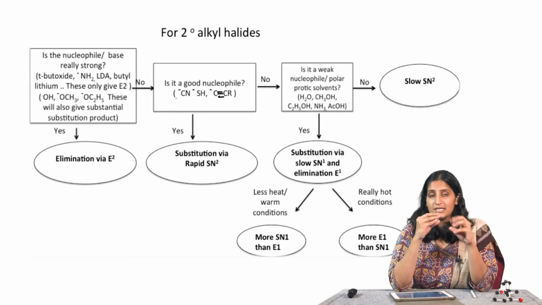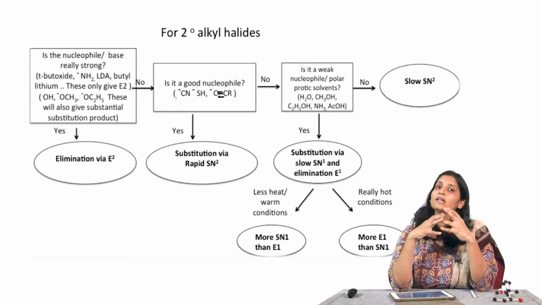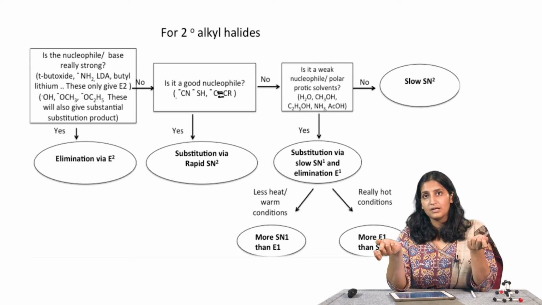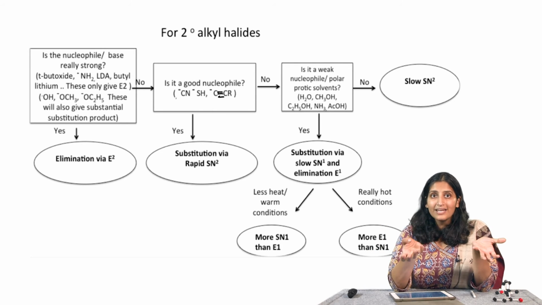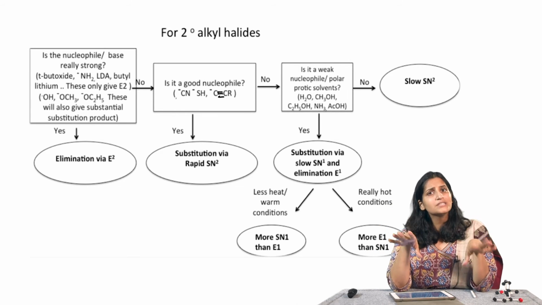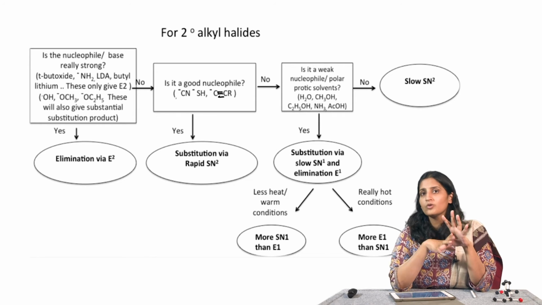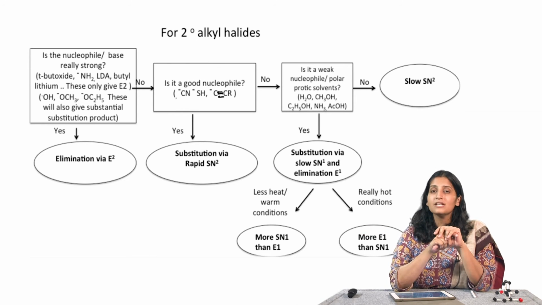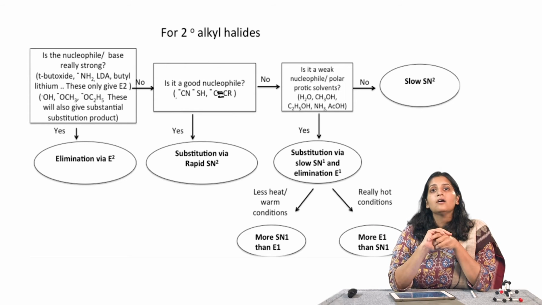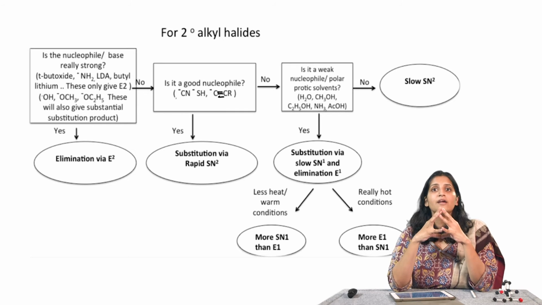For the secondary alkyl halide, SN1 or E1 is also a possibility. You are forming a secondary carbocation, and those are considerably stable, although not the best carbocations as we have seen. They can form, but again it is going to require some aiding.